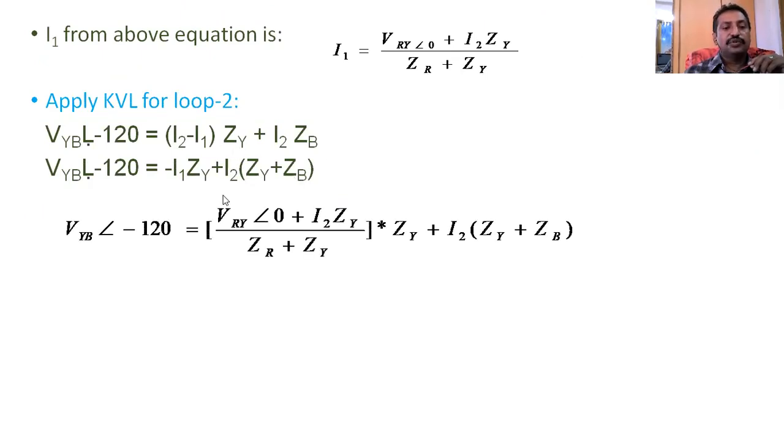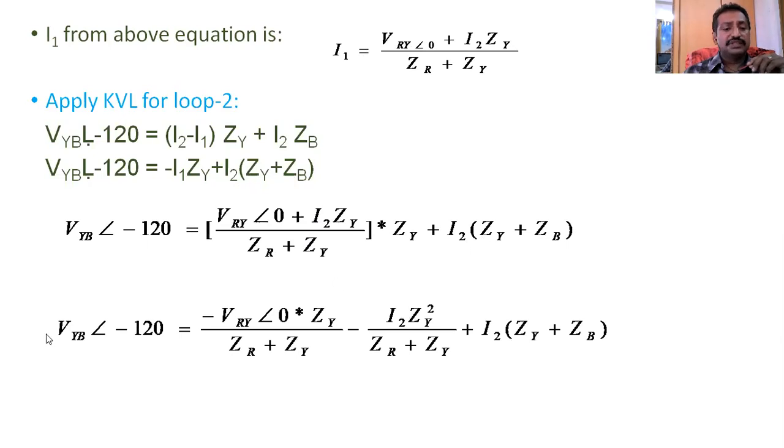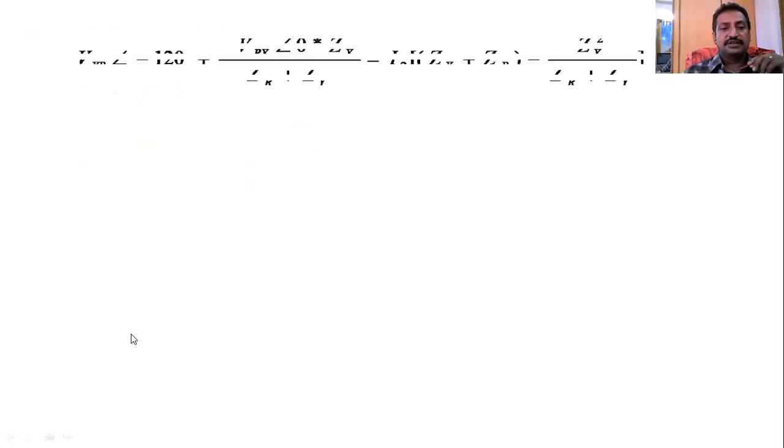So therefore, we'll get into this. We want to calculate I2, so here we want to substitute this. What is the I1 value? Substitute here. So this I1 multiplied by ZY plus I2, and this value is turned to this side. So therefore, we require I2. So finally, we'll get this I2.